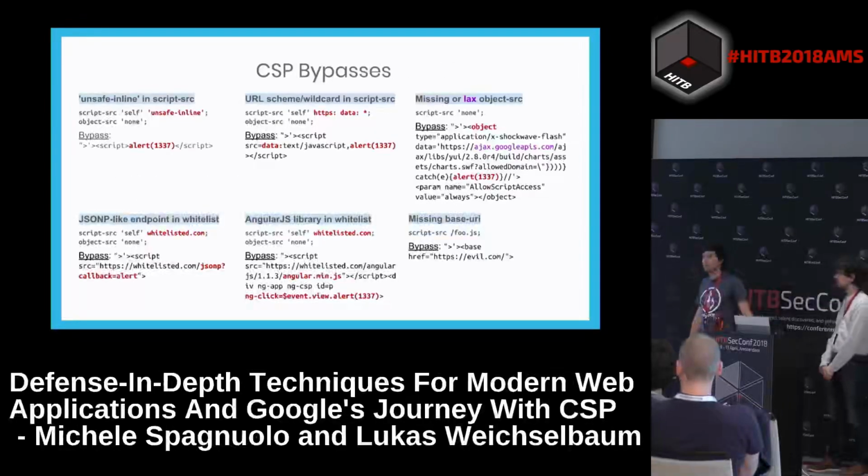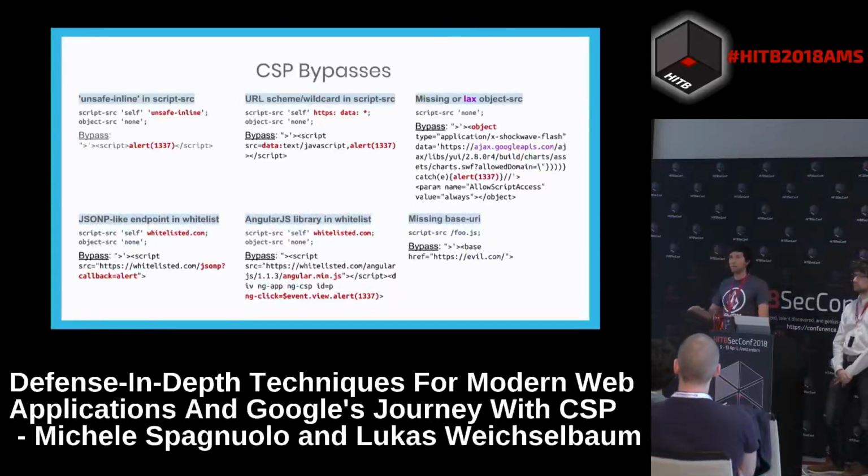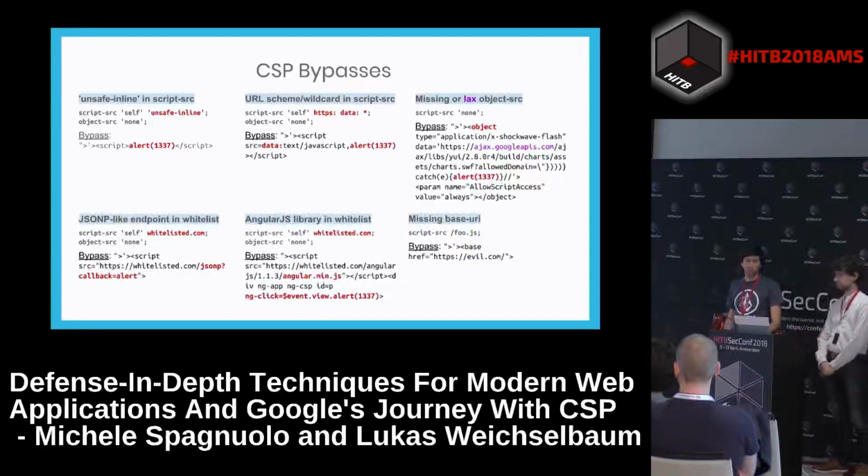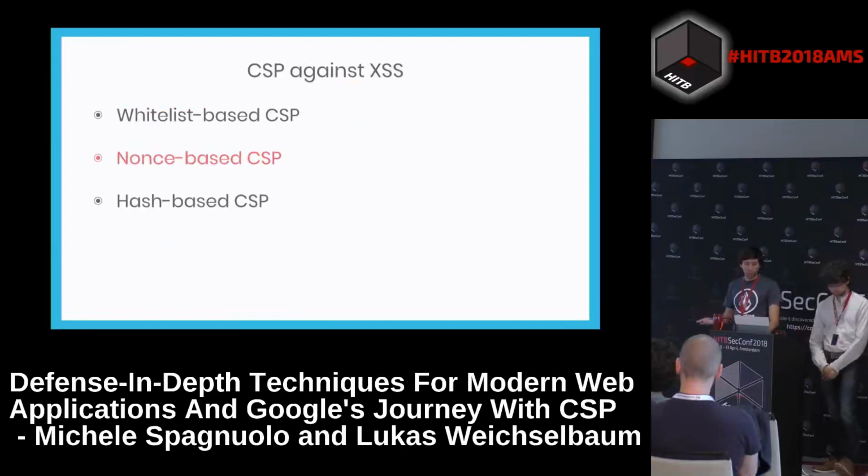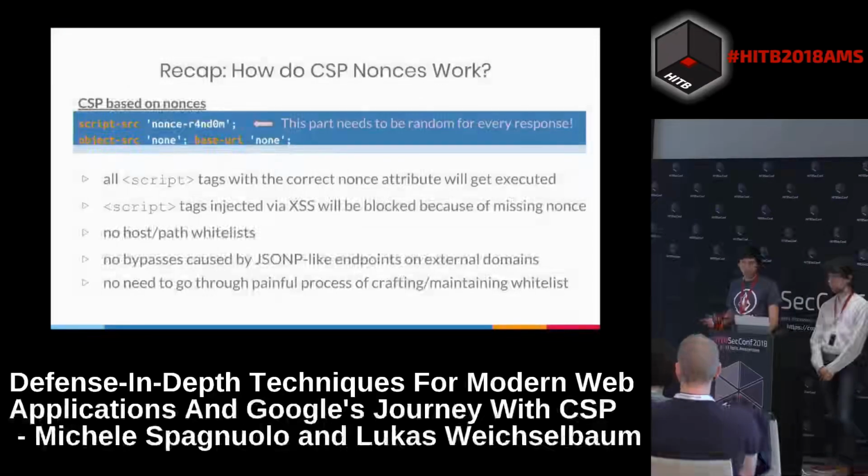and it has a lot of bypasses for whitelist-based CSPs in general. We found out that with some list and some rules, you can bypass almost 94% of all the web's whitelist-based CSPs. We used the Google crawler and crawled for all the policies we could find, and they were really not strong mitigations, unfortunately. So what we propose instead is using nonce-based CSPs.